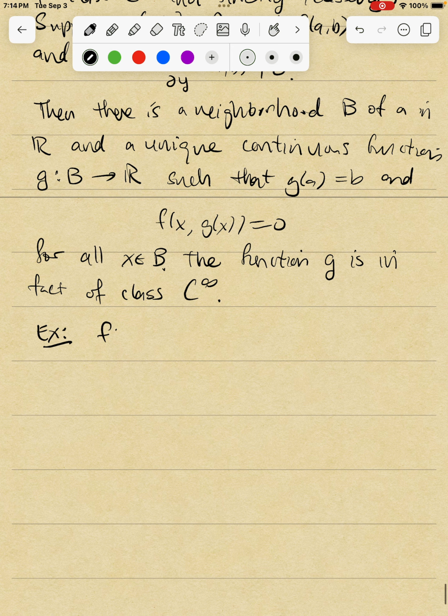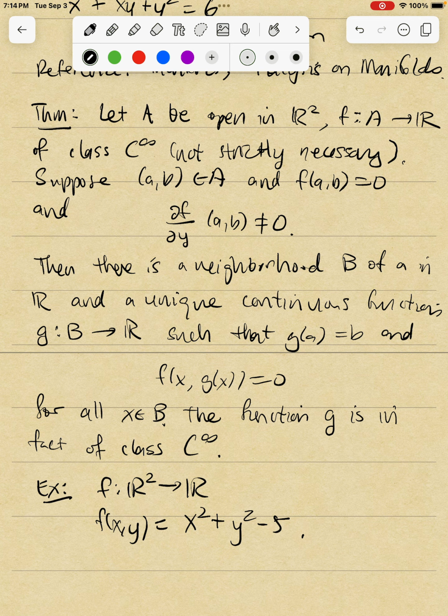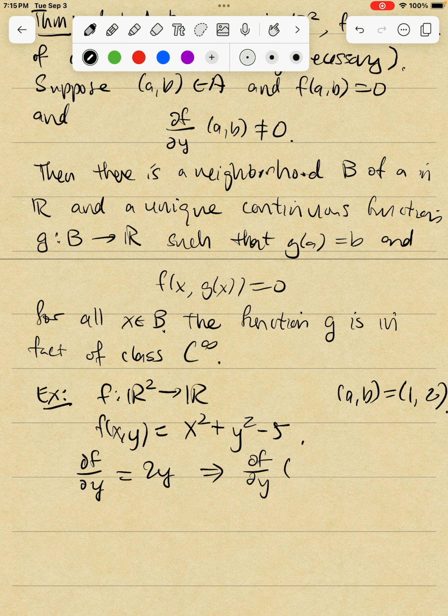Let's say that you have a function from R2 to R, defined by f(x, y) equals x squared plus y squared minus 5. Here we can just take A to be all of R2. Suppose that you take the point (a, b), which is (1, 2). This is a point in R2 such that f(a, b) is 0. Now, what's partial f partial y? It is 2y, and so partial f partial y evaluated at (a, b) is definitely not 0.